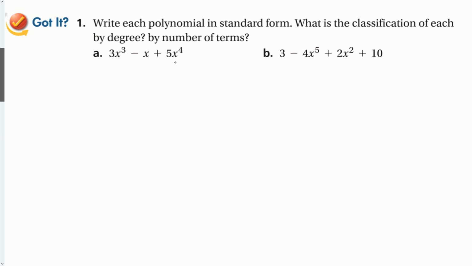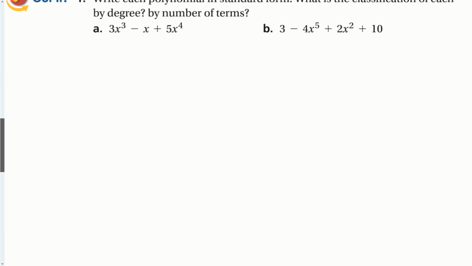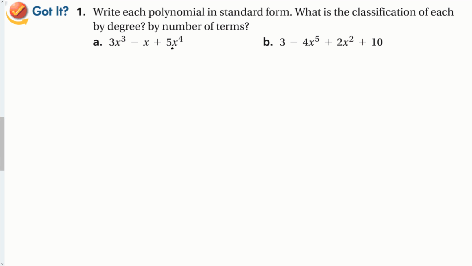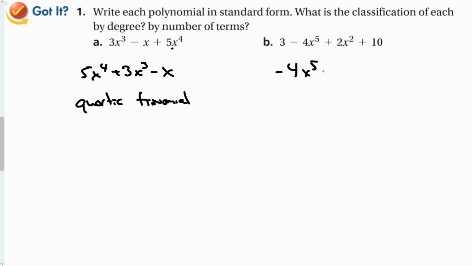These two, again, oops. That one's first. So that's 5x to the fourth plus 3x to the third minus x, no like terms. That is a quartic trinomial. Okay. And for the last one, we have our leading term as negative 4x to the fifth plus 2x squared plus 13. So this is a quintic, fifth degree trinomial.